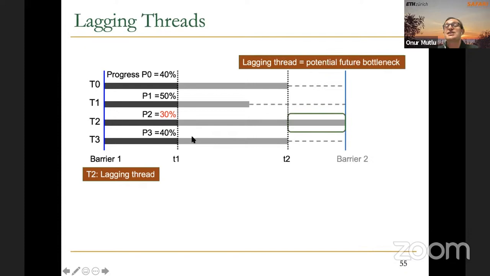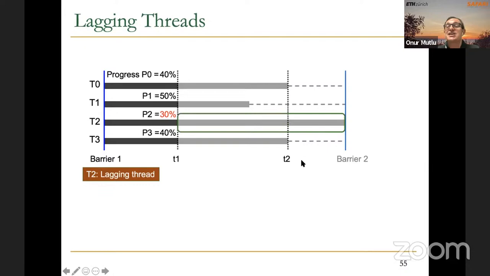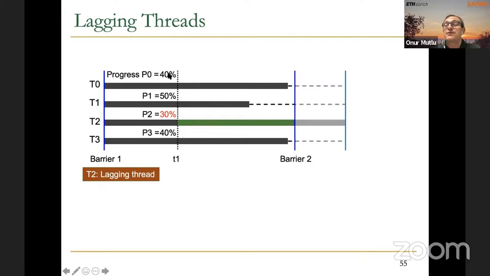So for example, if threads have an equal amount of work, assume that for now. If you don't have an equal amount of work, you need to normalize for that somehow. But assume they have made some progress toward the barrier: this thread has made 30% progress, this thread has made 40% progress. The thread that has made 30% progress is potentially a future bottleneck. It's lagging, basically. So it makes sense to accelerate it at this point. And then keep track of these progress fractions and decide which one to accelerate.